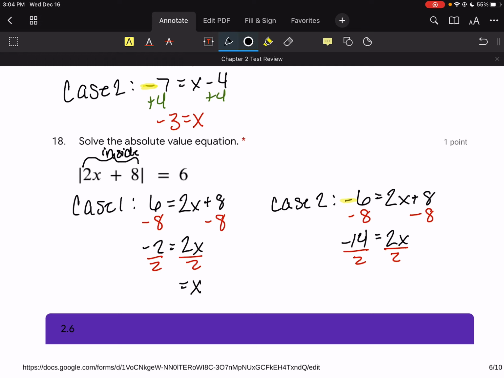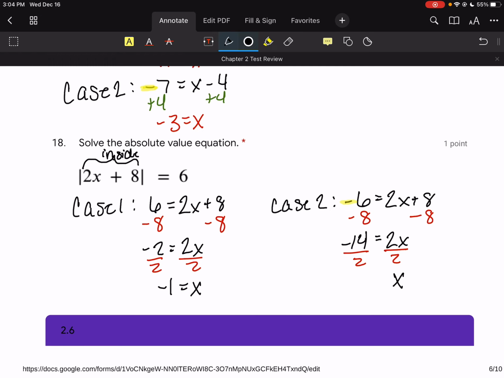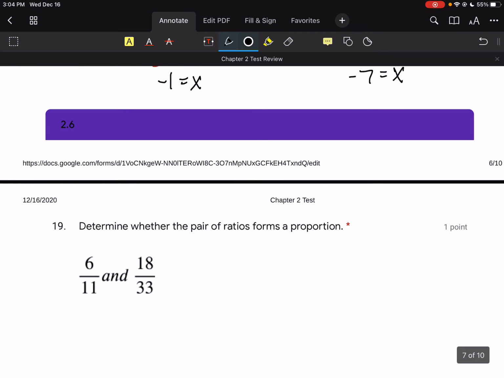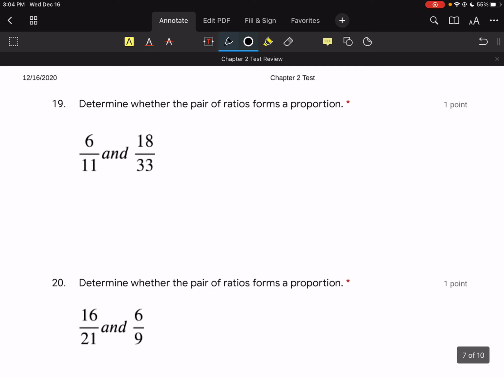So you're going to get x is equal to negative 1 for case 1. And for case 2, x is equal to negative 7. Next, determine whether the pair of ratios forms a proportion. So you're going to want to make sure neither of these simplify.